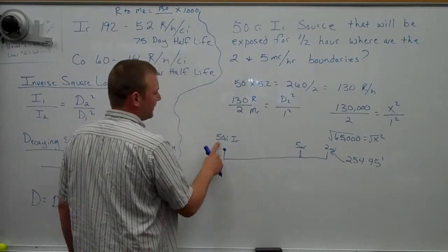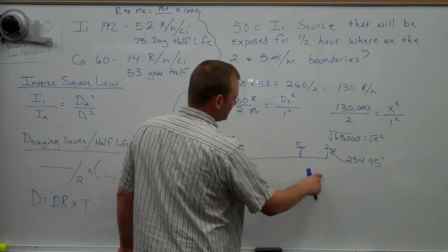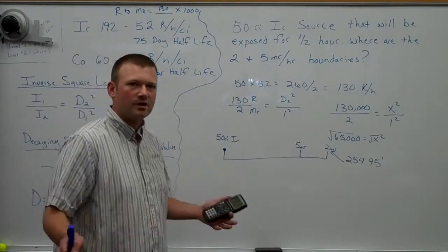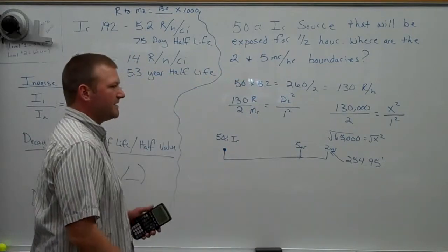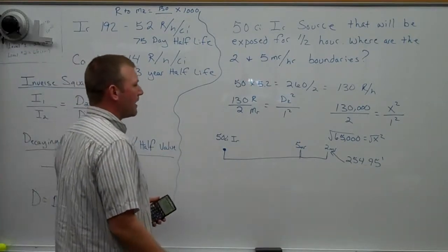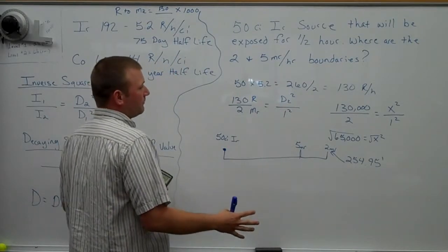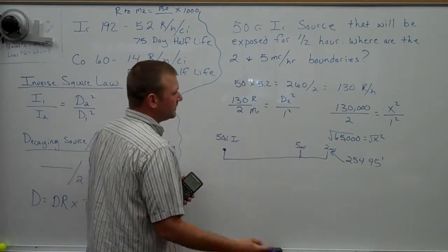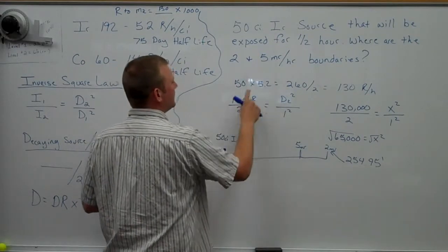But first, this tells us that if we have 50 curies of iridium, it's going to take roughly 255 feet to get out to a 2 MR boundary. That just means that if we were out in an open field, no concrete, no lead, no anything around us, source right here, we'd have to walk 255 feet down there, carrying our survey meter. That would eventually drop down to 2 MR per hour in that one area, and that's only for a half hour. If we had a full hour, you'd have to go double this distance, roughly 500 feet.